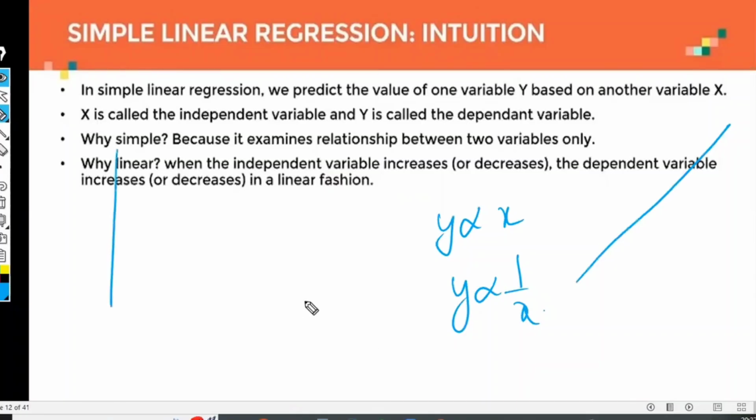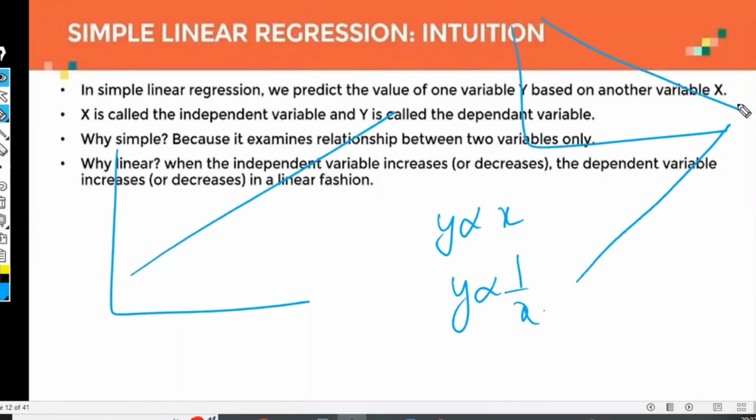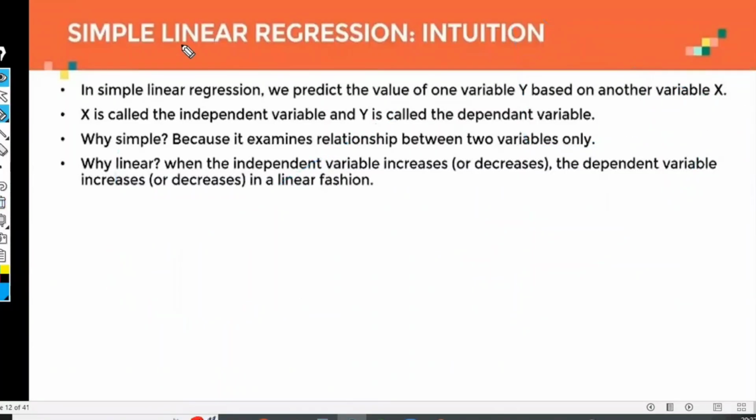Either x increases and y also increases in this way, or as x increases, y decreases in this way. But in a linear way. We are assuming. Simple linear regression is a pure assumption only. Complete assumption. The null hypothesis says that it is linearly related. The alternate hypothesis says that it is not linear. And we have to apply the test, and then we have to predict.